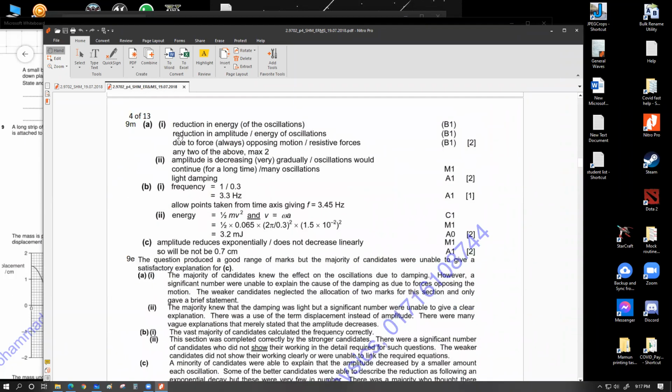Direction of energy of the oscillations. The decrease in amplitude or energy of oscillations is due to force always opposing motion, resistive forces, any two of the above, maximum 2. Amplitude is decreasing very gradually. Oscillations should continue for a long time or many oscillations. Light damping.